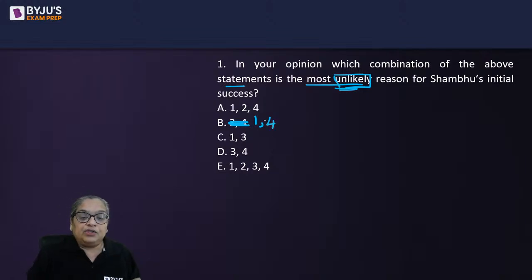All right. So, what do you think is the answer? Quickly give it to me. 1, 2, 4, 1 and 4, 1 and 3, 3 and 4, 1, 2, 3, 4. An unlikely reason for the support, for Shambhu's initial success.